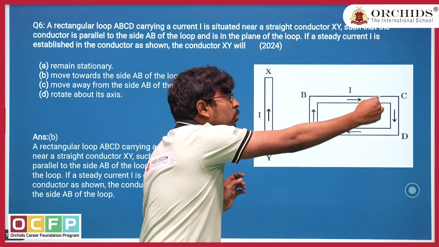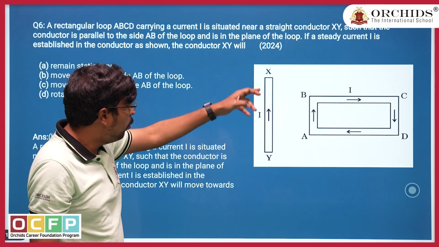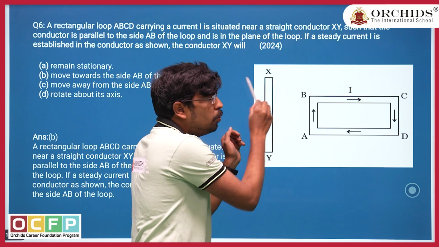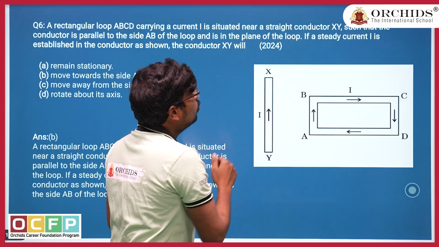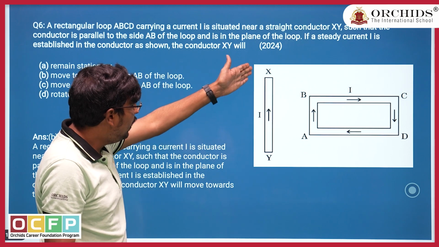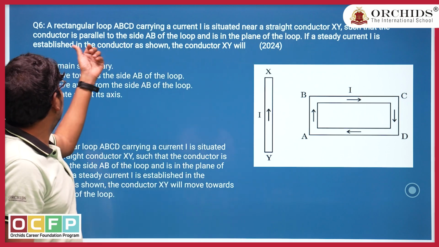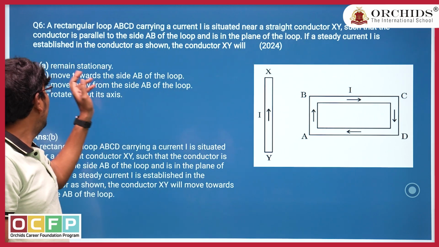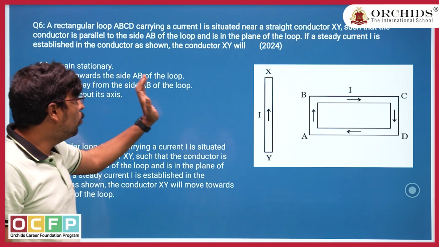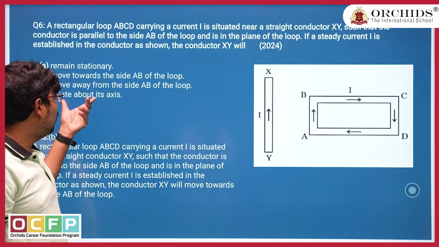So in the clockwise movement of the current, they were asking here, there is a conductor XY. For example, let's take this is a copper wire. They have brought this conductor near to the loop, such that it is parallel to the AB side, in the plane of the loop. Okay, and they were asking here, if a steady current is established in the conductor as shown, first option, will the conductor remain stationary at the same place? Second option, move towards AB. Third option, move away from AB. Fourth option, rotate about its axis.